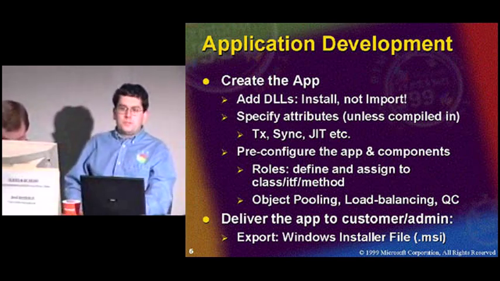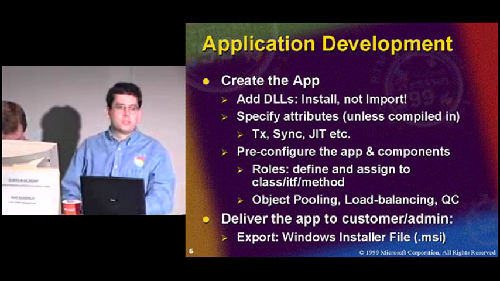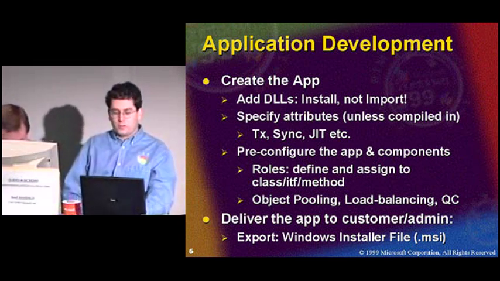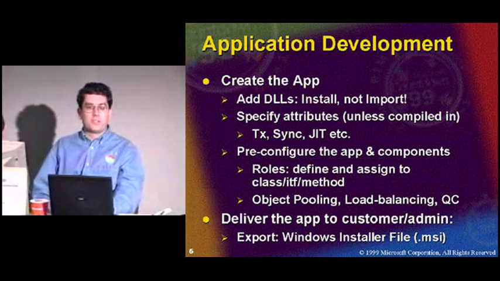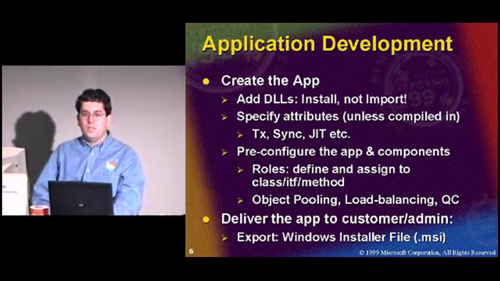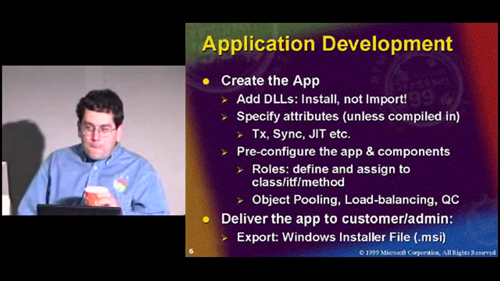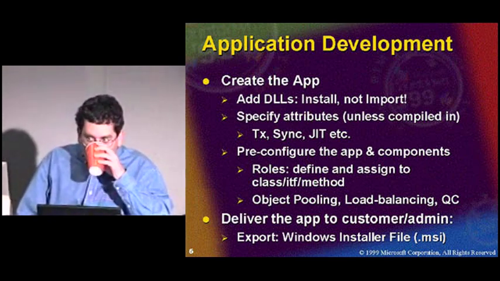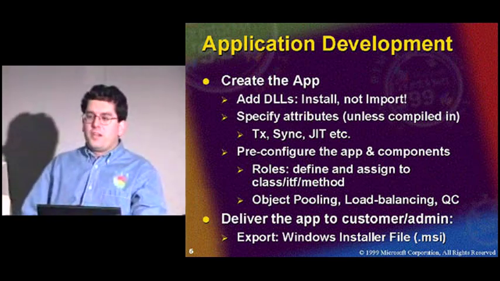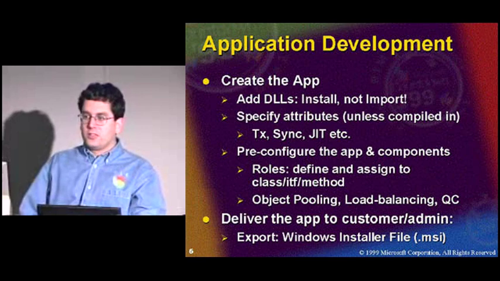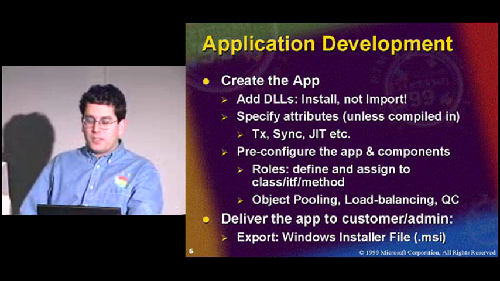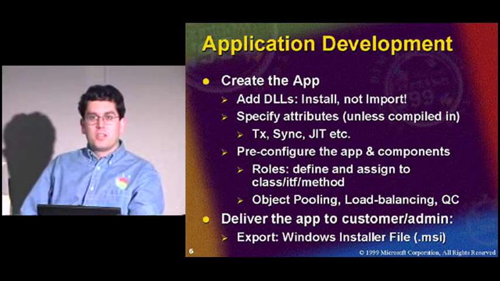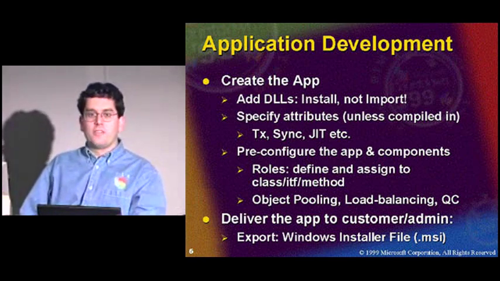So roles are attributes that are not necessarily compiled into the component. They could be compiled in, but in some situations they are modified after the fact. And there are other attributes that are specific, like object pooling, load balancing, and QC requirements that can be specified at an application level, but are not really component level attributes.